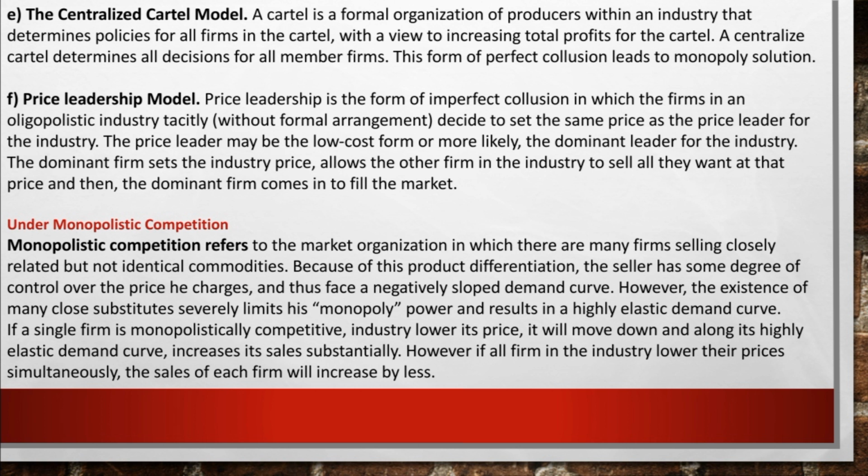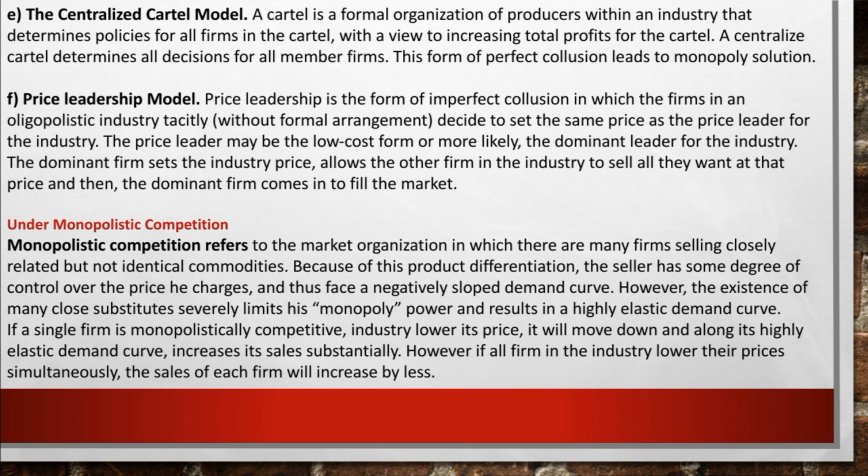Under monopolistic competition. Monopolistic competition refers to the market organization in which there are many firms selling closely related but not identical commodities. Because of this product differentiation, the seller has some degree of control over the price he charges, and thus faces a negatively sloped demand curve. However, the existence of many close substitutes severely limits his monopoly power and the result is a highly elastic demand curve.